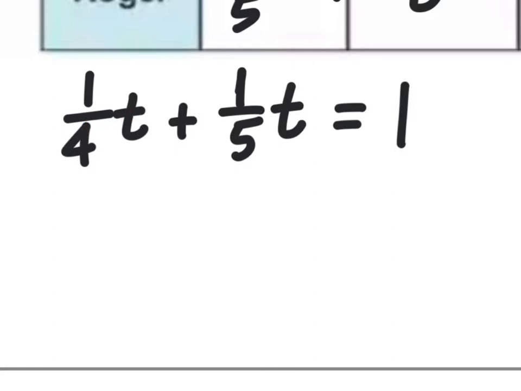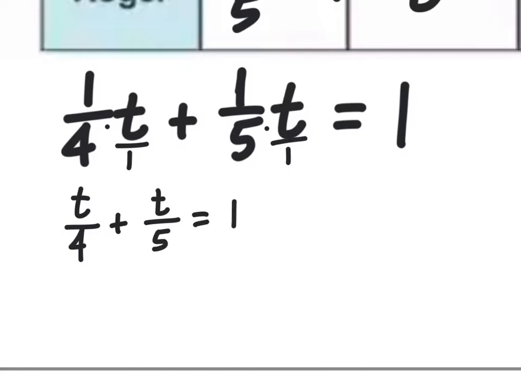And when I do that, I'm multiplying these, and t is over 1. Okay, so I'm just going to multiply across. And 1 times t is going to give me t. 4 times 1 is 4. Okay, and then same thing over here. This is just going to be t over 5, and then this is equal to 1.